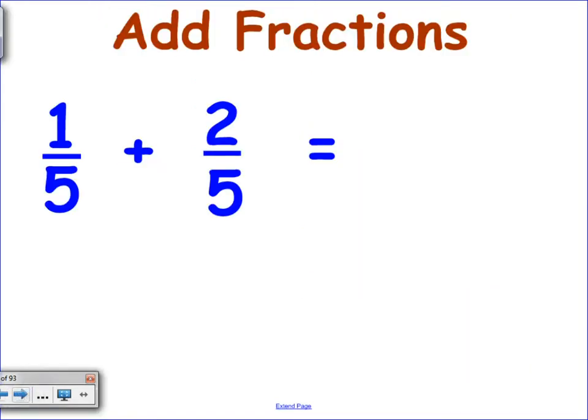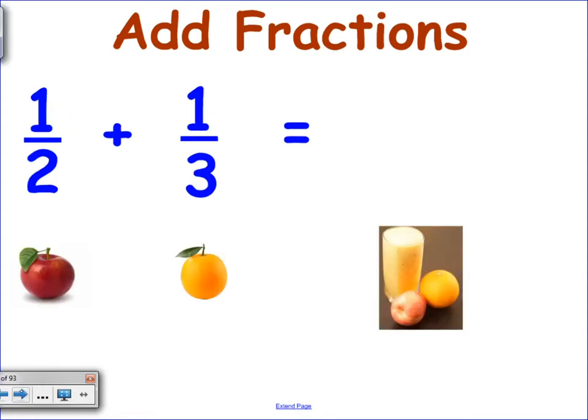Okay, have a go. Adding fractions, not an issue. Everyone happy with that one? 1/5 plus 2/5 is 3/5. Denominators are the same. Have a go with that. A half plus a third.